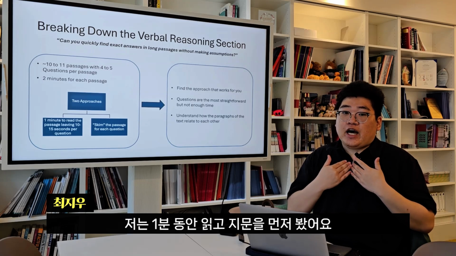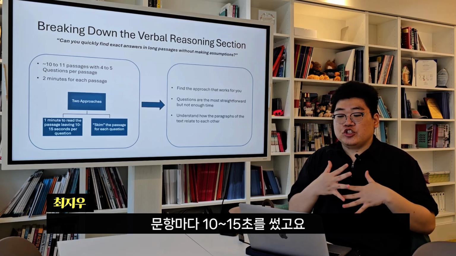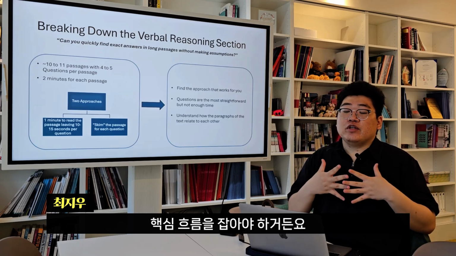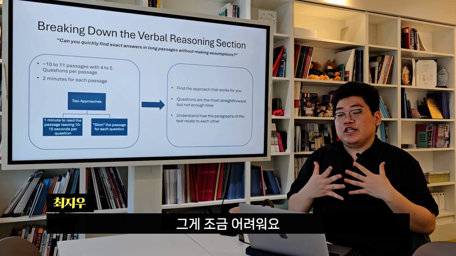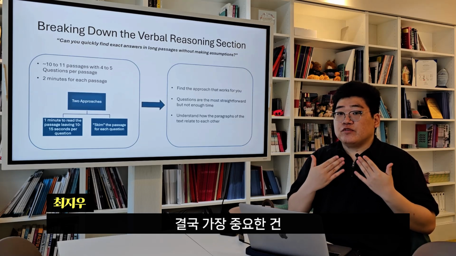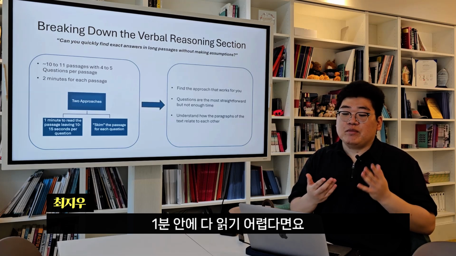My approach was that I took 1 minute to read the passage, and then I spent around 10 to 15 seconds per each question. And my reasoning for that is because there are some questions that require you to get the main essence of this passage, and that will be a bit difficult if you just skim the passage. But at the end of the day, it's most important to find the approach that works for you, rather than forcing yourself to read the passage if you can't read the entire passage in 1 minute.